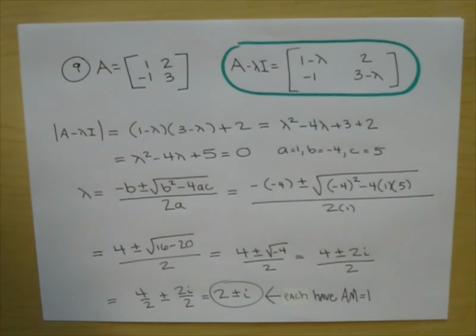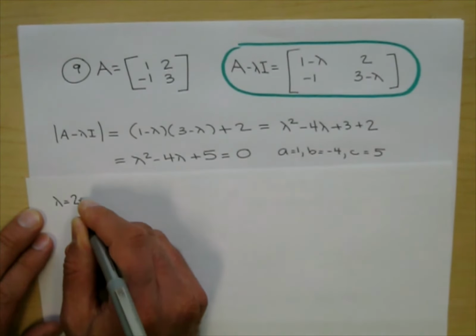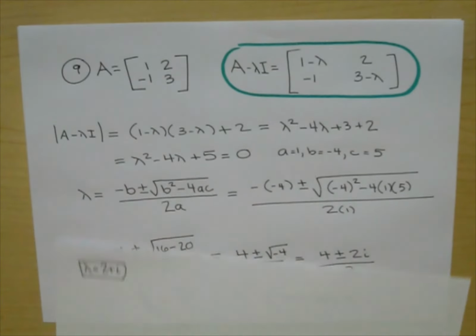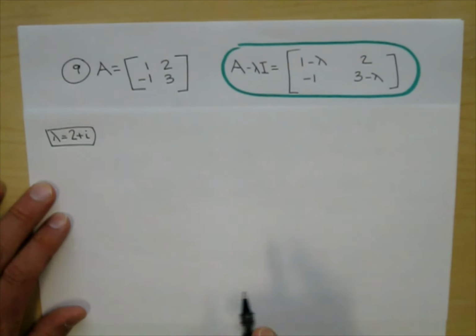So I need another piece of paper here. I'm going to go with the 2 plus i first. So lambda equals 2 plus i. Okay, and then we'll go with 2 minus i after that. Okay, lambda equals 2 plus i.